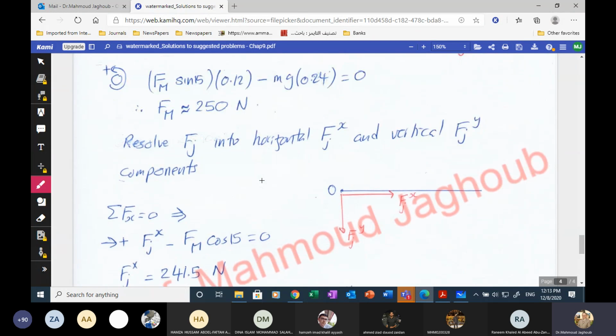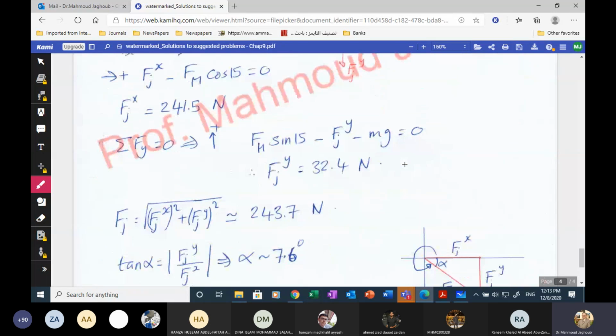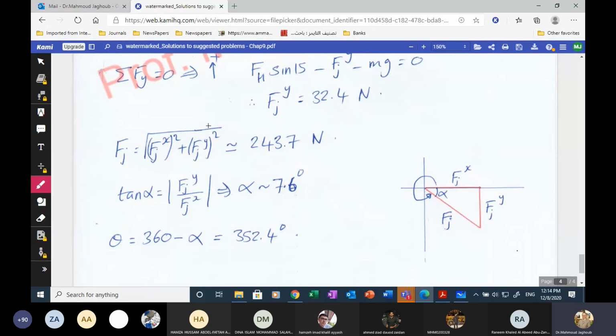Along the y direction, you have the vertical component of Fj, the vertical component of Fm, and the weight. So you have Fm sine 15 minus Fj, and I called it Fjy to show that this is the y component, minus mg equals 0. And therefore Fjy equals 32.4 newtons. So I have Fjx and Fjy. If you square them under the square root, you get the value of the joint force.